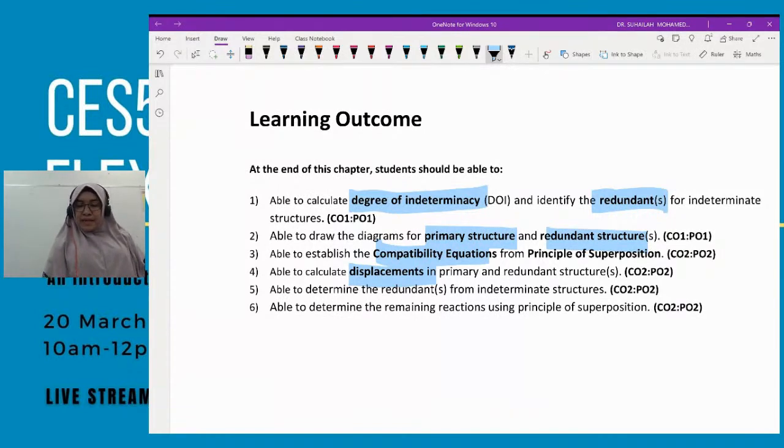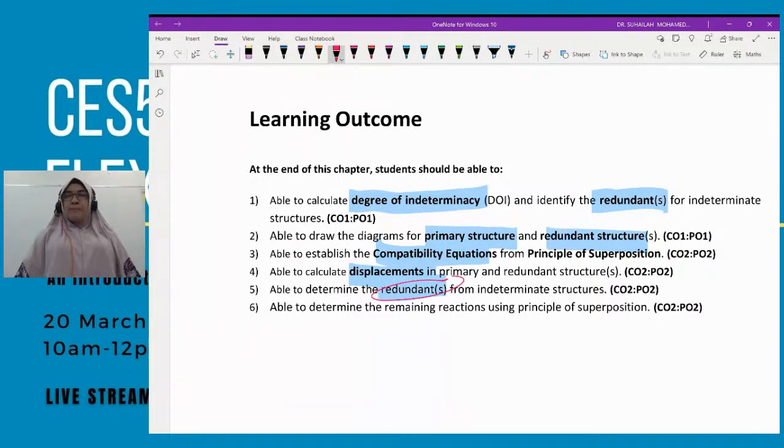So, determine redundant, number 5. We determine redundant by solving the compatibility equation. If one redundant, one equation. If two redundant, two simultaneous equations. So once we get the redundant, we will continue to calculate the remaining reaction.